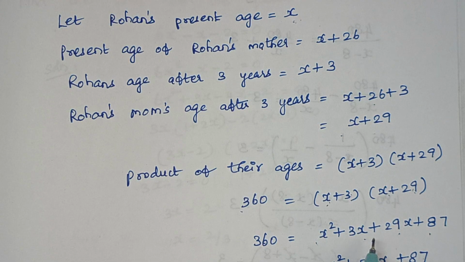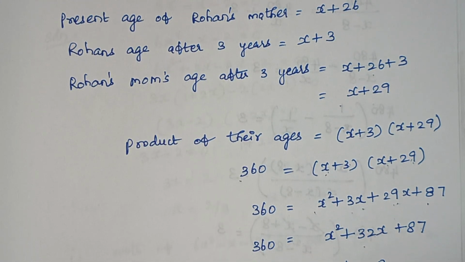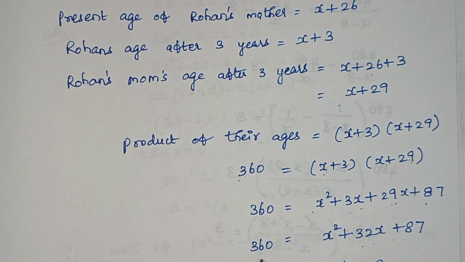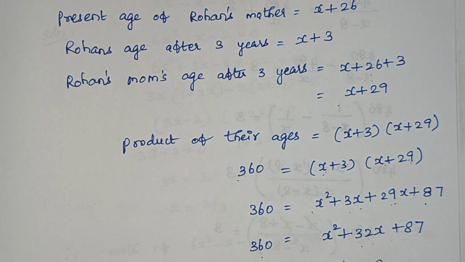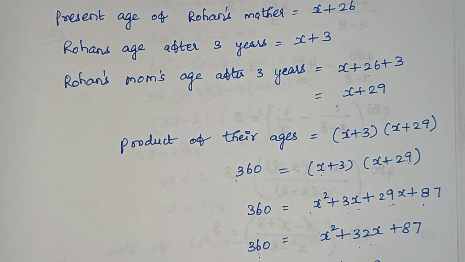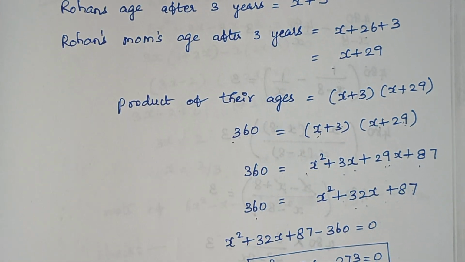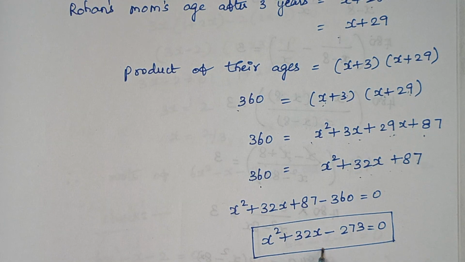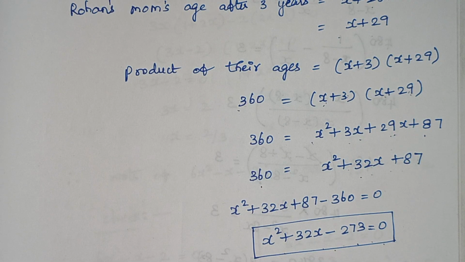Now, here we are having two X terms, 3X and 29X. So, when you add, it becomes 32X. So, here X square plus 32X plus 87 is equal to 360. Now, we are moving this 360 to the right hand side. Therefore, this plus 360 becomes minus. So, when you simplify, finally we end up with X square plus 32X minus 273 is equal to 0. So, this is the quadratic equation for the given problem.